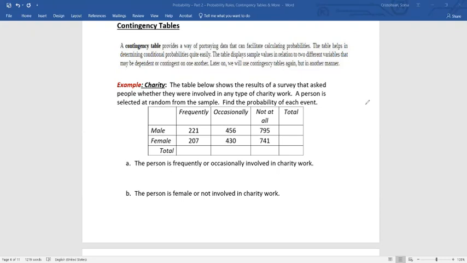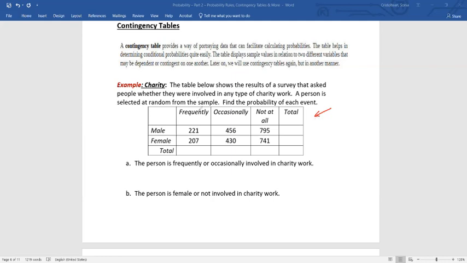In this video, we will solve more probability problems using the help of contingency tables, the complement rule, and tree diagrams. Let's start with contingency tables. A contingency table provides a way of portraying data that can facilitate calculating probabilities. A contingency table looks like this. We've seen this in the previous video already.